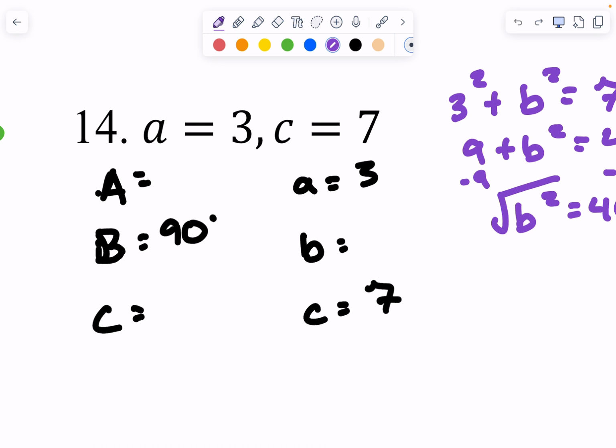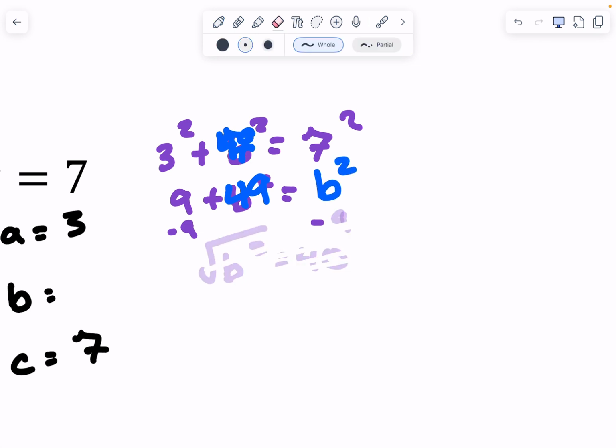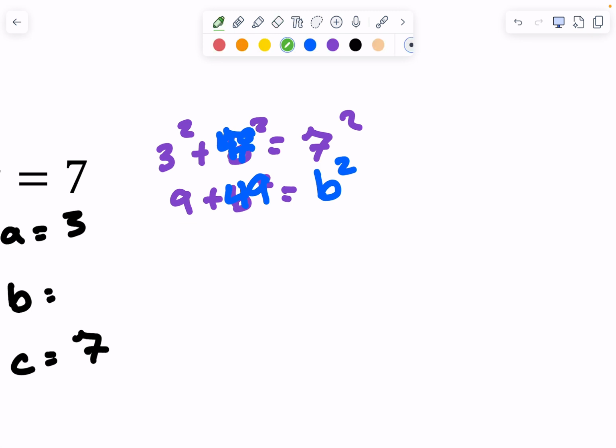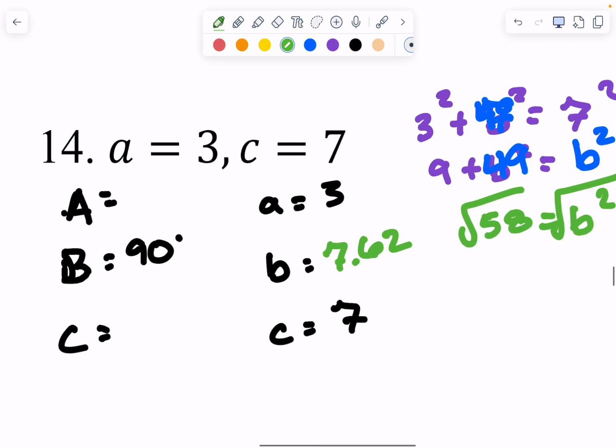So it should be 49 right here, or 7 squared. And C should be over here, which is actually B. Okay, so B squared: 9 plus 49 is 58. So 58 is B squared. That was tricky. It's 7.62. Perfect. That's better.